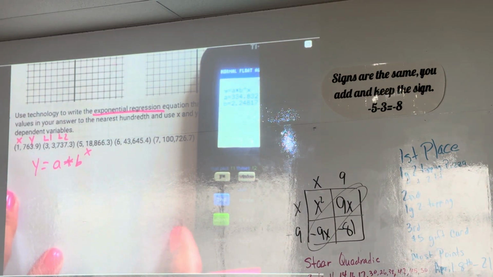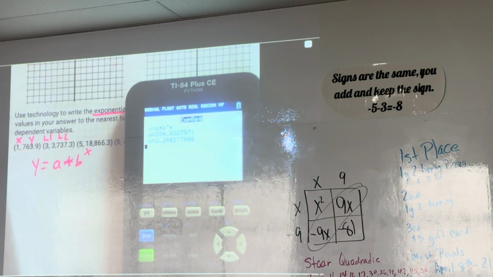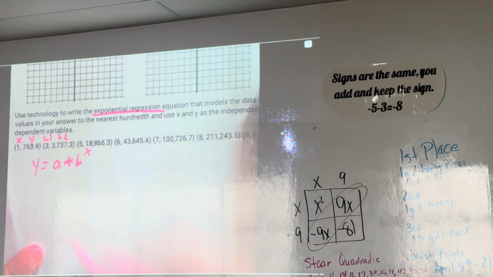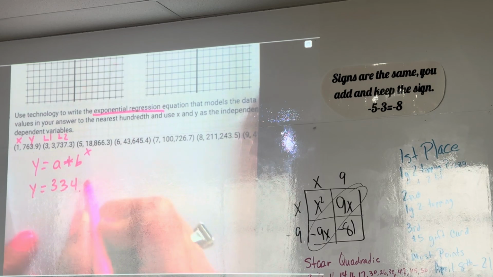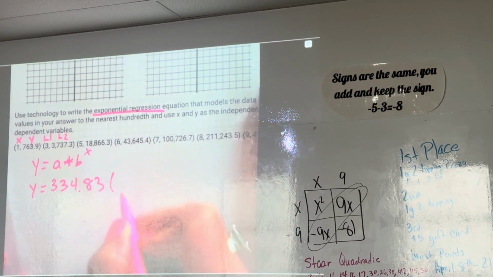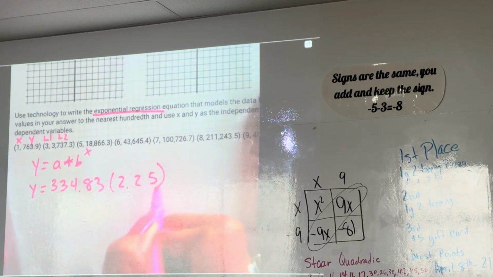And we're rounded to the nearest what? 100. So y equals 334.183. And there's actually an asterisk, or you can use parentheses. 2.25. And raised to the x. So you can use parentheses or the asterisk, either way.